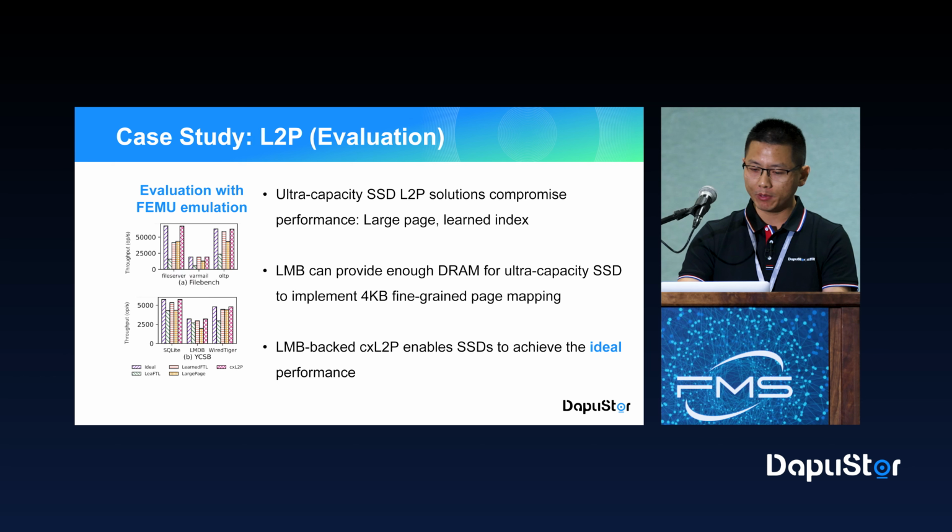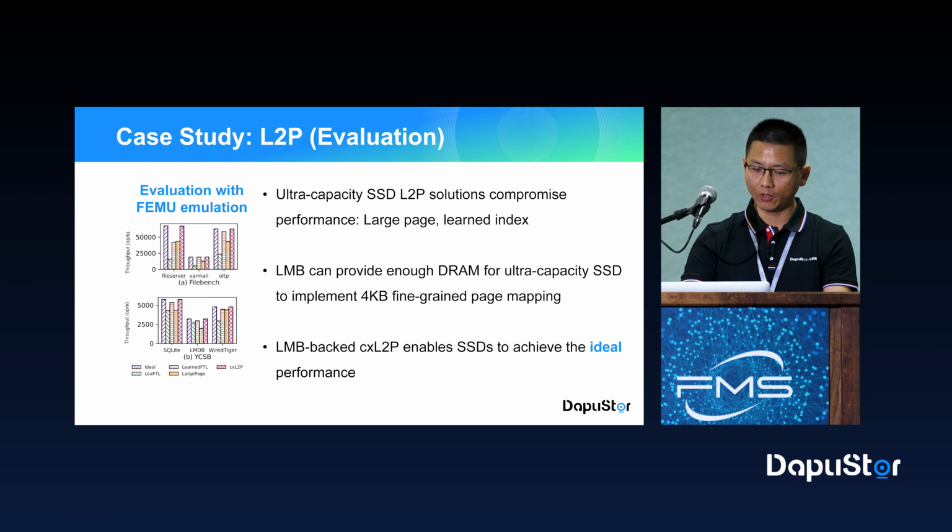So our evaluation with the FEMU SSD emulator demonstrated that the LMB-backed CXL architecture enables ultra-capacity SSD to reduce the onboard DRAM requirement. We did that by reducing the DRAM by 75% compared to the standard drive, but still achieving the optimal performance. This is a significant advantage over existing solutions like the Logic Page or the NAND Index. All these solutions fall short of delivering the ideal performance.